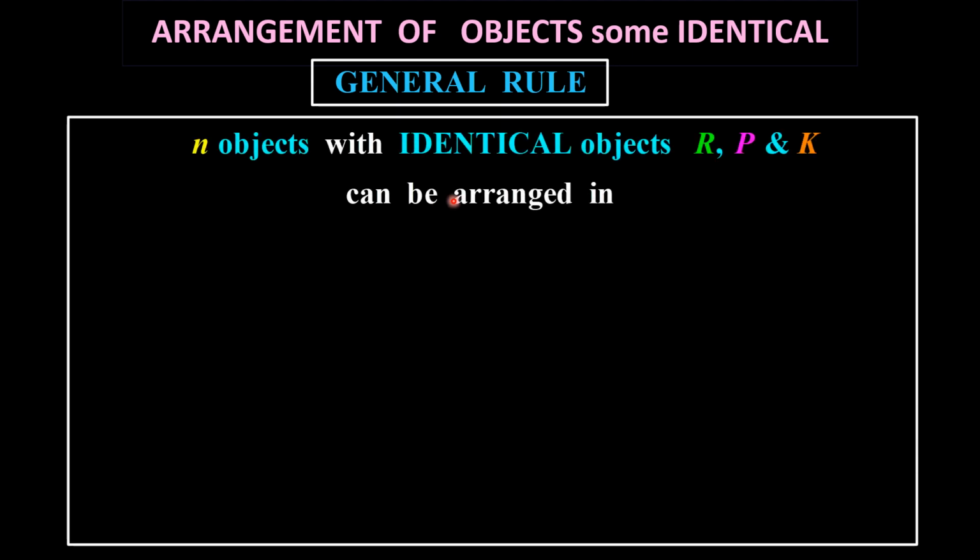So if we have n objects, and we've got object R, where there's some repetition, and object P, where there's some repetition, and object K, where there's some identical, right? There could be more than one K, more than one occurring of that particular object. How can they be arranged?